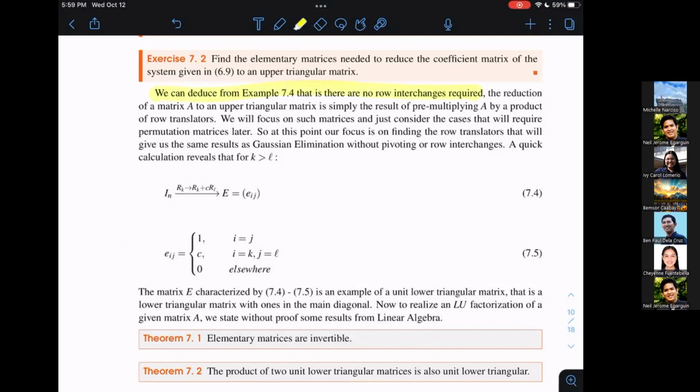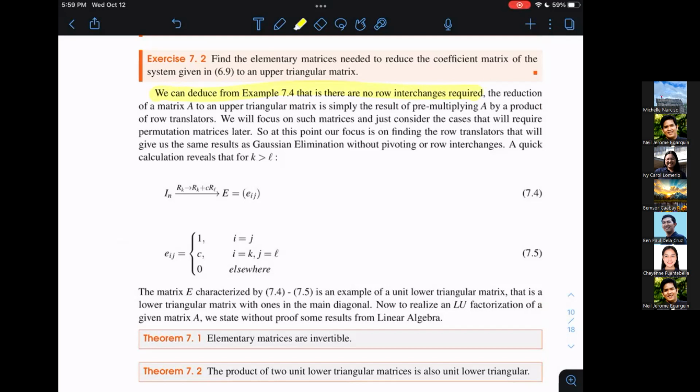Iyon lang yung titingnan natin, yung mga hindi kailangan ng row interchanges. At kung makikita ninyo, dito sa ating ginagawa, ang nagiging bulk ng work sa aking approach ay yung pagko-compute ng elementary matrix para sa bawat isang elementary row operation, pag-arrange sa kanila sa isang matrix multiplication equation, tapos later yung inversion. Okay? So titingnan natin yung mga shortcuts.